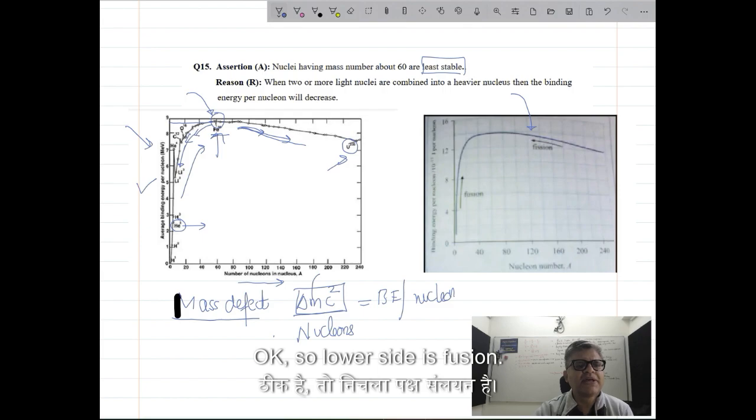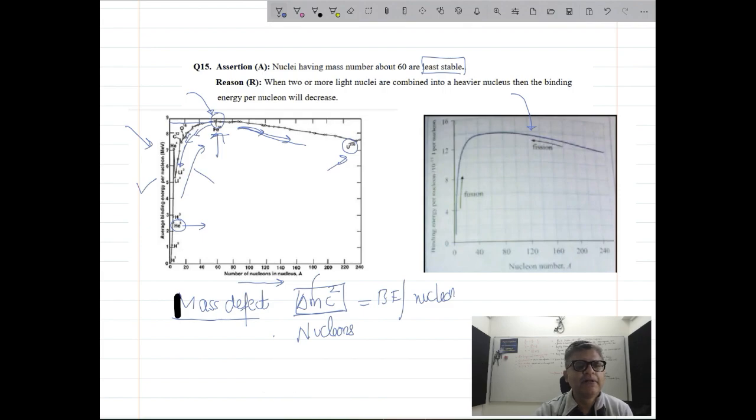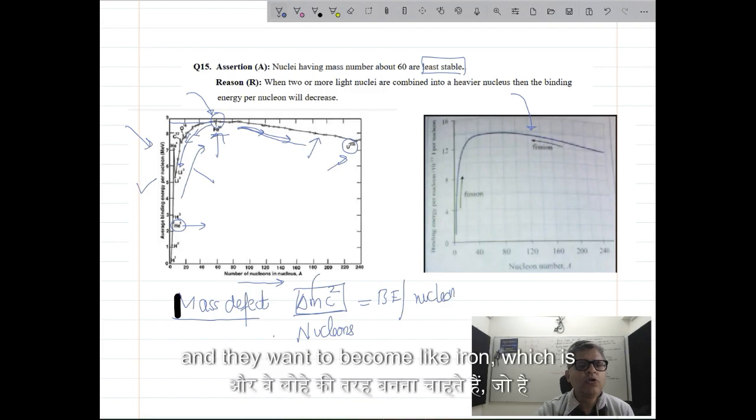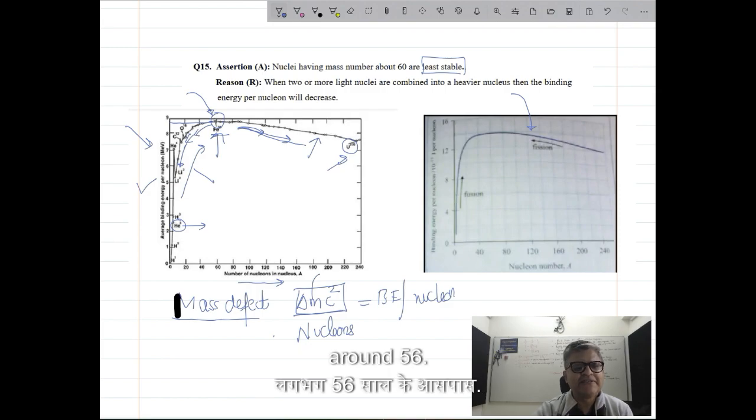Okay, so the lower side is fusion. This is also less stable, less stable. This is also less stable. Everybody wants to have more binding energy per nucleon, and they want to become like iron, which is around 56.